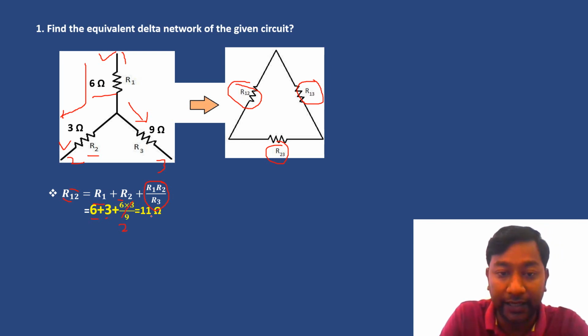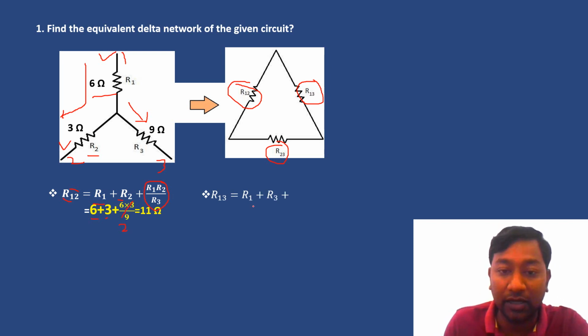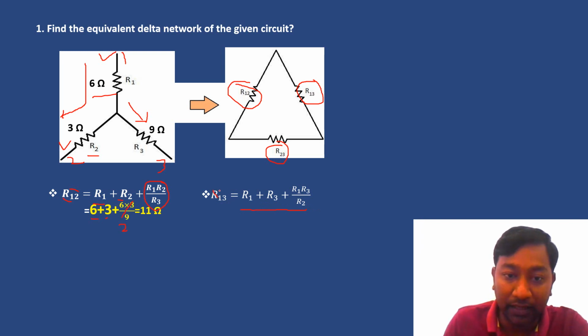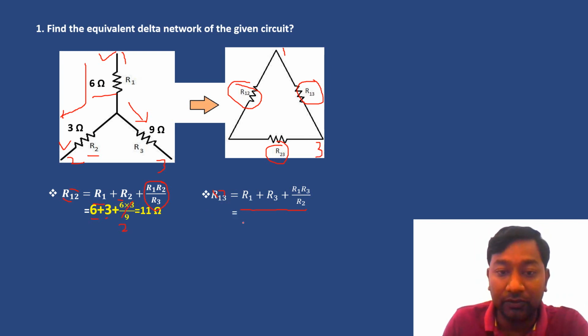Okay, now moving to the next point. Next we are calculating the value of R13. So R13 equal to R1 plus R3 plus R1 R3 divided by R2. Now we are calculating the resistance between terminal 1 and 3. So we can write 6 plus 9 plus 6 into 9 divided by 3.